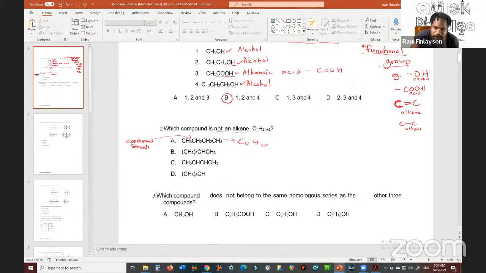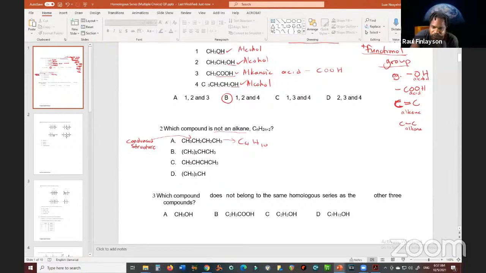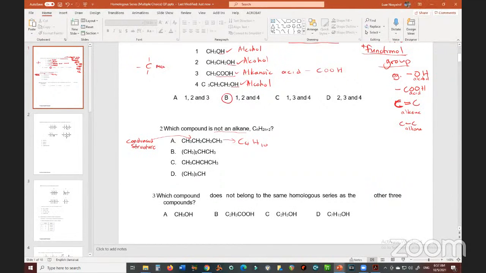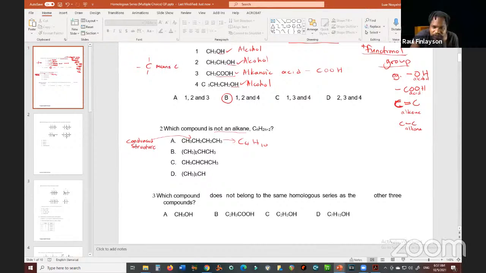So instead of drawing out and putting the branches, they would just do it a shortened way, without the sticks or without the branches. So instead of doing this, they would just write it's exactly the same. You know, this actually means CH3. All right, so it's the same thing.